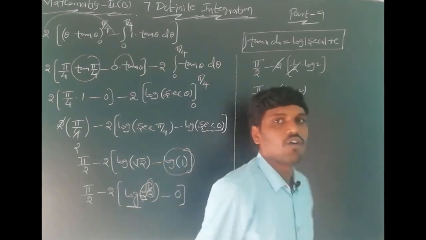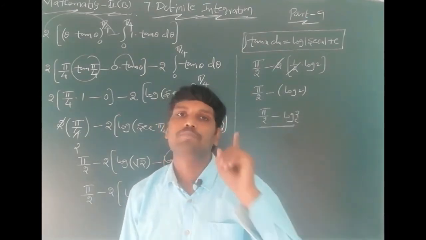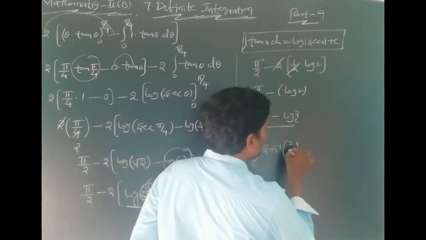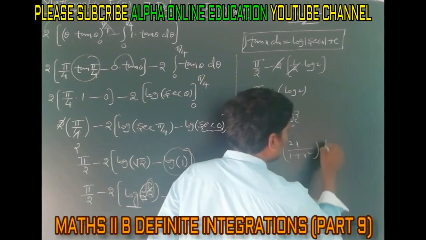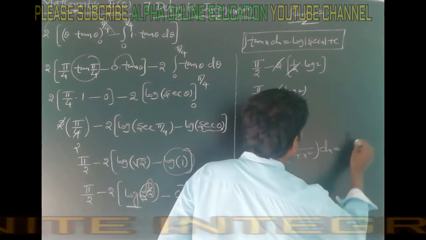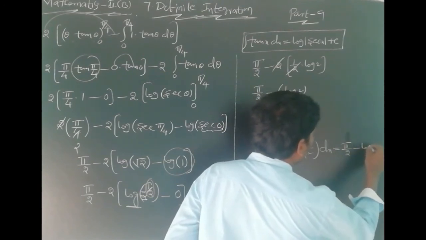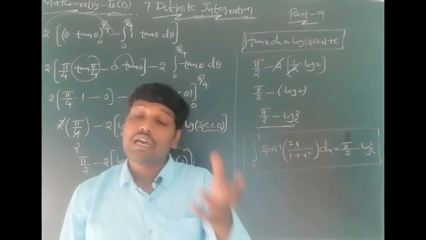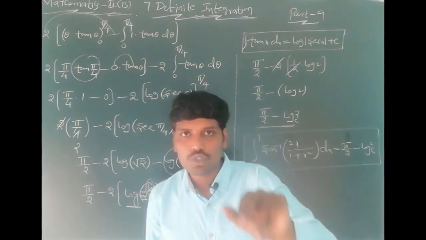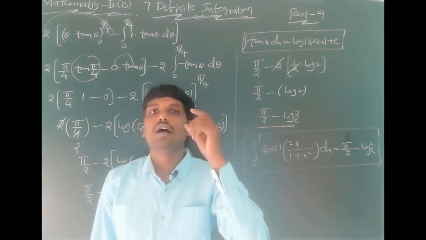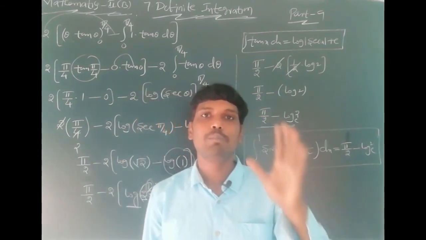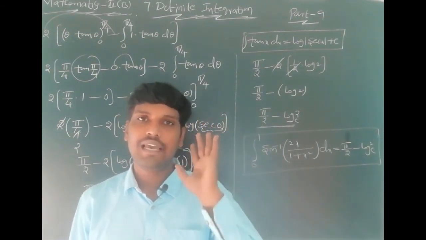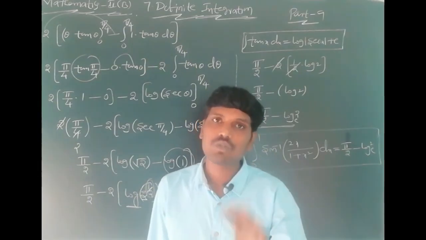This is the value of integral 0 to 1 sine inverse of 2x by 1 plus x square into dx, which is pi by 2 minus log 2 base e. Okay students, understood or not? Here how many methods are used? Substitution method is used in this problem and integration by parts method is also used. This is an unexpected 7 marks problem in IPE examination. Sometimes this problem comes for 4 marks.